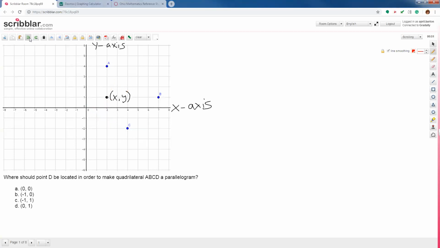So now let's actually address the problem. The problem states, where should point D be located in order to make quadrilateral ABCD a parallelogram? So when they use this notation, quadrilateral ABCD, that just means... Quad means 4. You know that. So if you connect the dots, it'll be a shape with 4 sides. That's exactly what quad means.